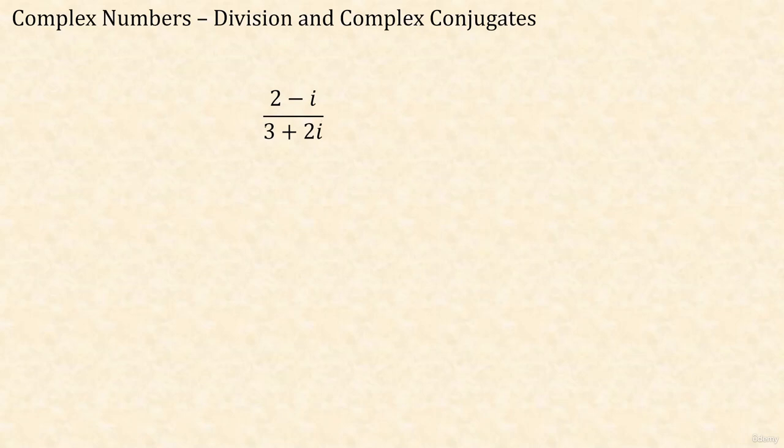We can use the same thing to calculate divisions like this. We simply look at what's happening in the denominator and we multiply the top and bottom by that complex conjugate, so 3 minus 2i. And we have to multiply the top by the same thing, otherwise we'd be changing it. And I simply expand the top and the bottom. So on the top I have 2 times 3 is 6. 2 times minus 2i is minus 4i. Minus i times 3 is minus 3i. And minus i times minus 2i, well, the negatives cancel. And i times i is minus 1, so I have minus 2.